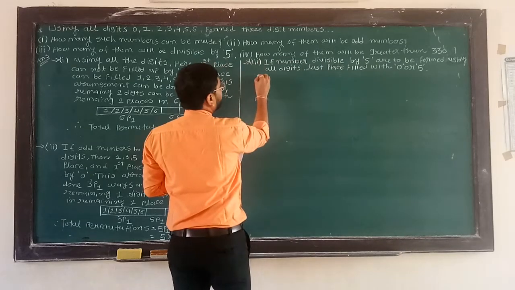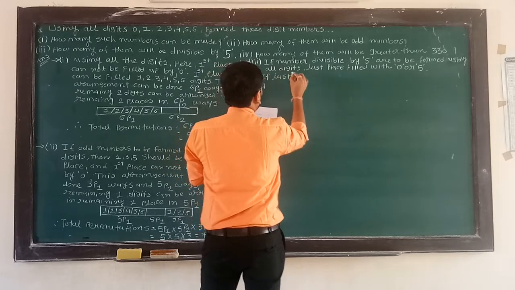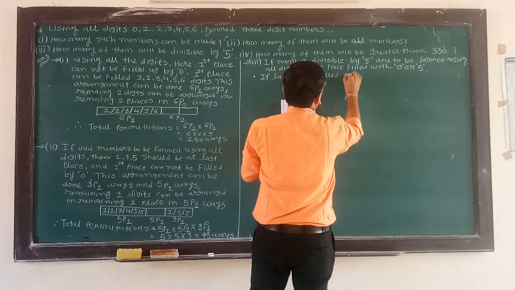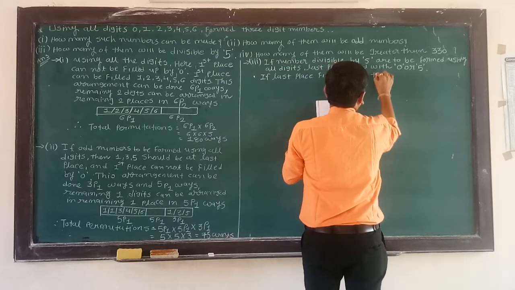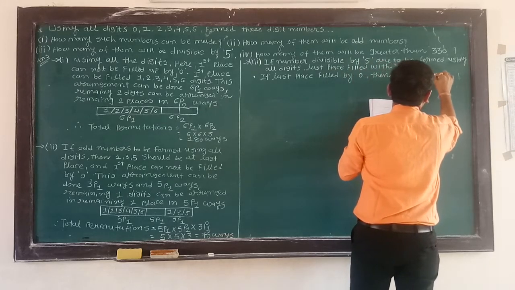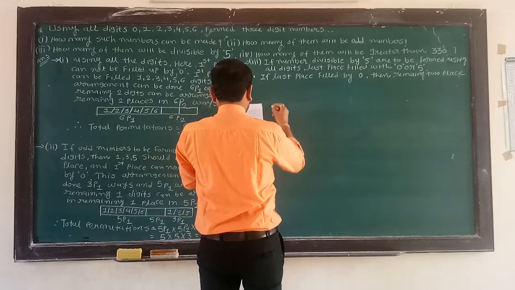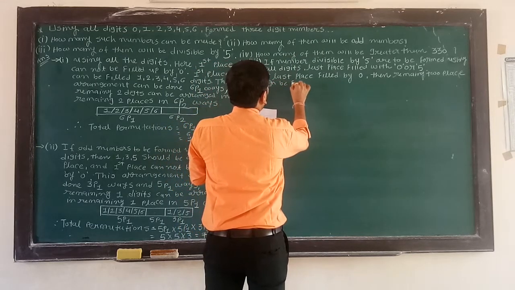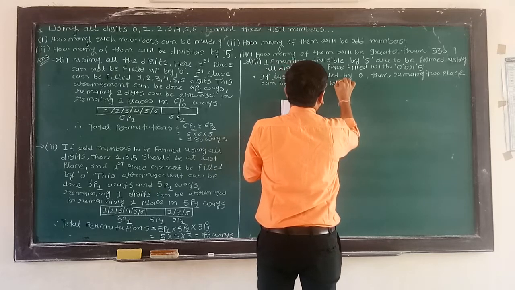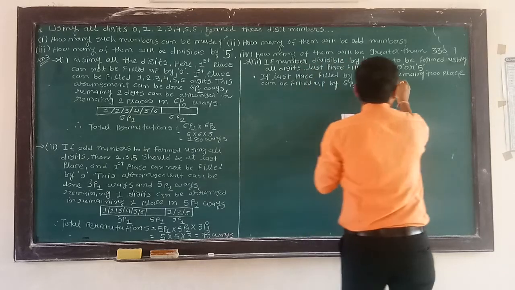Now condition number 1. If the last place is filled by 0, then the remaining 2 places can be filled up by 6p2 ways.